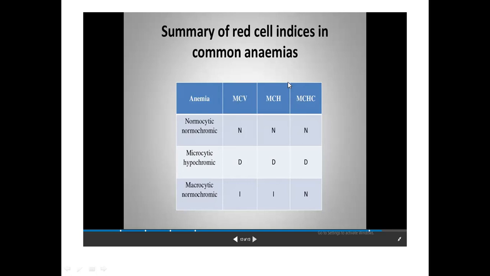If it is normal, you tell me it is normal. If it is abnormal, you tell me whether it is hypochromic, or whether it is microcytic or macrocytic. You're going to tell me. So that is why you need to memorize these figures. Okay, is there any question?